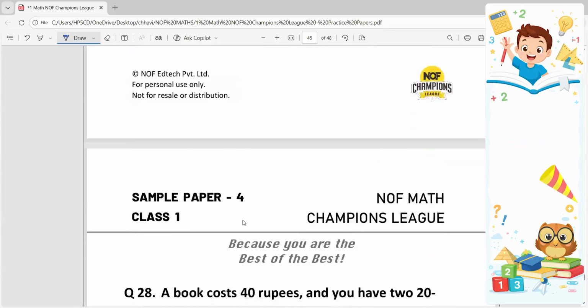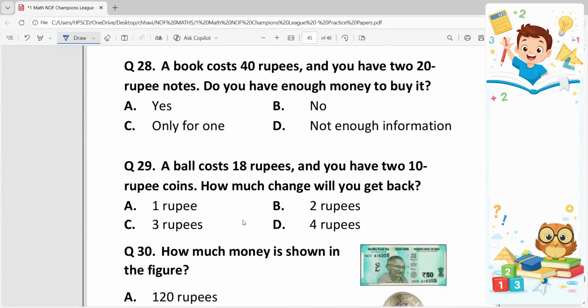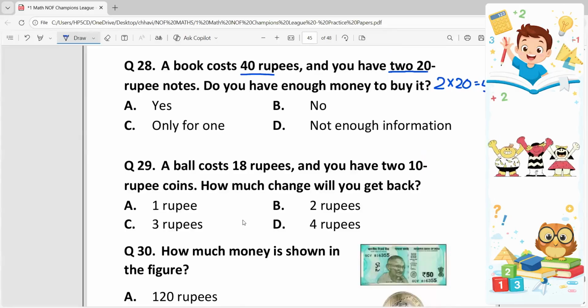Option B. 28th question. A book costs 40 rupees and you have two 20 rupee notes. Do you have enough money to buy it? Let's see. Two 20 rupee notes means how many rupees in total do we have? 2 into 20 is equal to 40. So we require 40 rupees to buy the book and it costs 40 rupees only. So yes, we can buy it because we have 40 rupees to buy that book. So the correct answer is yes.